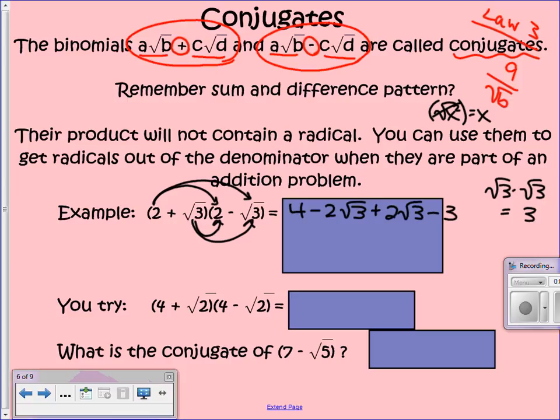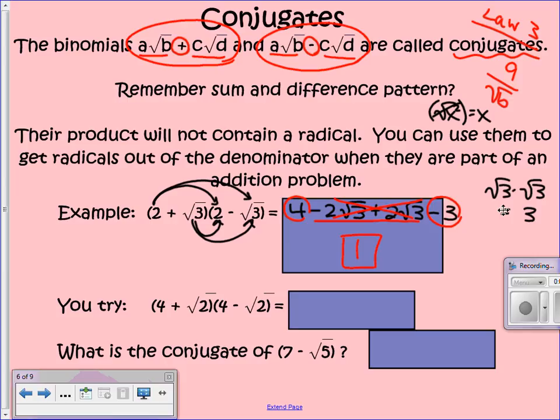Well, take a look at what we have here. I have the same thing here, and I have 4 minus 3. Well, 4 minus 3 is 1, and because these both have square roots of 3, I can combine them. But it's negative 2 times the square root of 3 plus positive 2 times the square root of 3. That equals 0. Guess what our big bad answer is? 1.